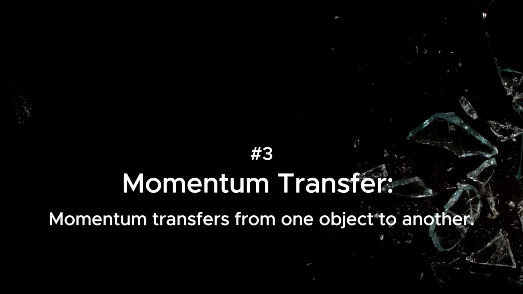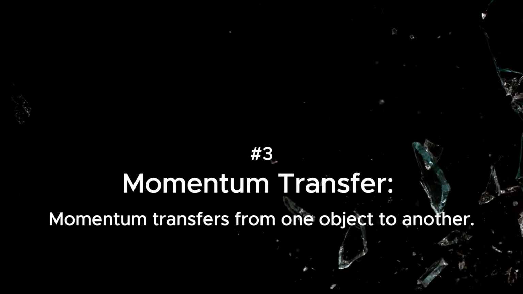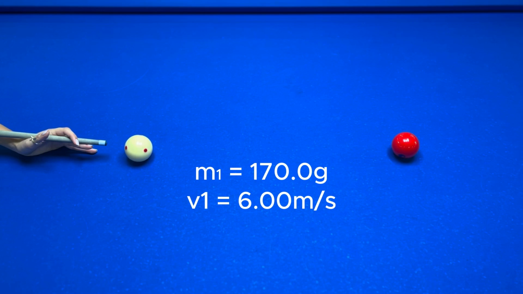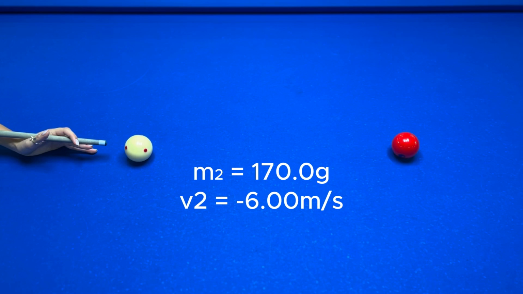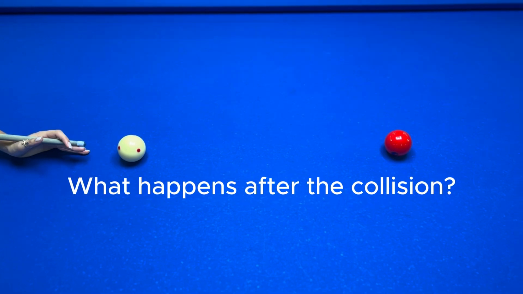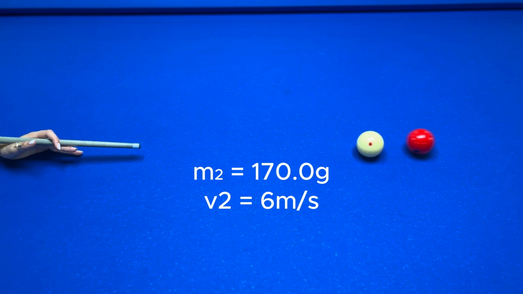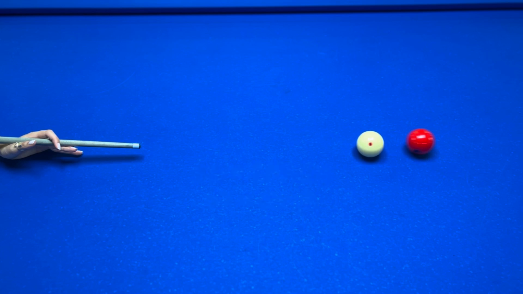Momentum transfer. Momentum transfers from one object to another. In this case, when one ball is steered and the other ball hits it, the momentum of the moving ball is transferred to the steer ball. When the ball moves at a velocity of 6 meters per second and then stops when it comes in contact with the steer ball, we can calculate the final ball speed.